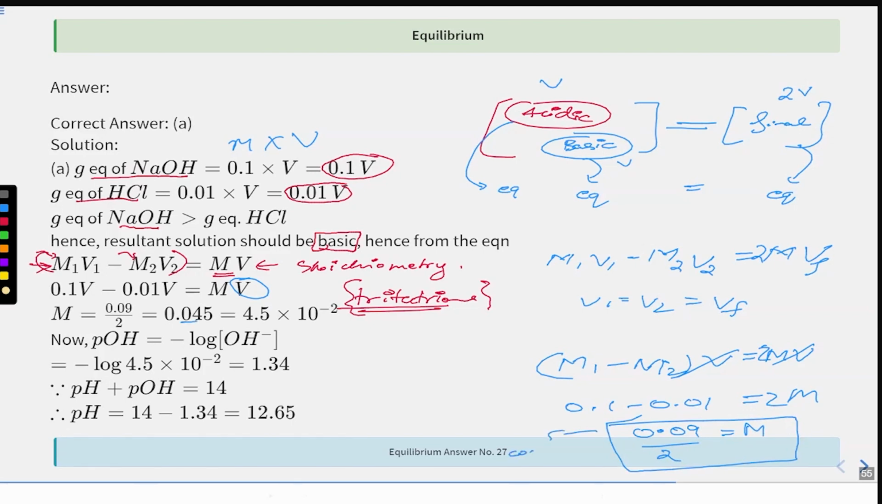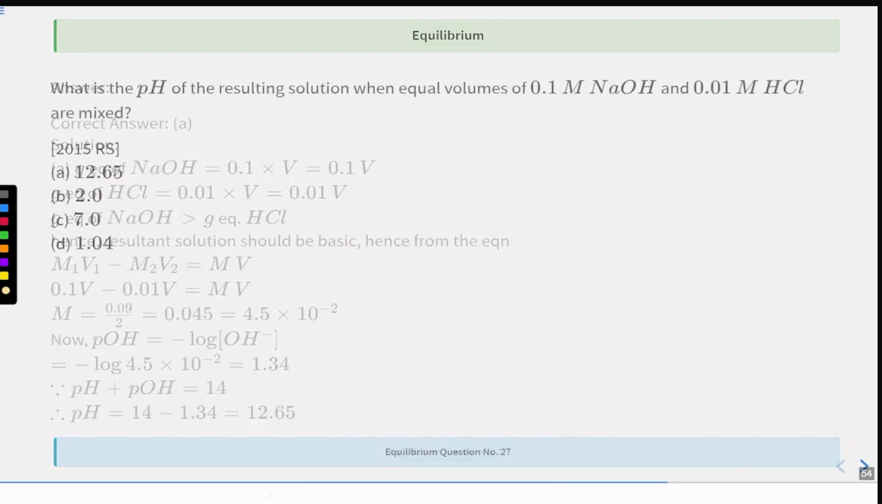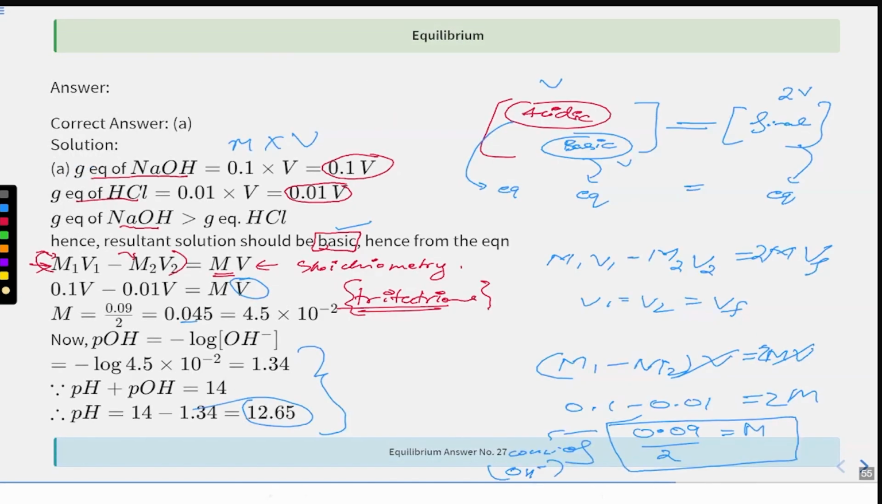So now you have the molarity of your final solution. That means you have your concentration of OH. Why OH? Because our solution was a basic solution, right? So you got the concentration of OH minus ions, and then you just perform the simple calculations that we have already learned, and you will finally get the pH value. So in this case, it's option A. I hope this basic thing is clear to you.